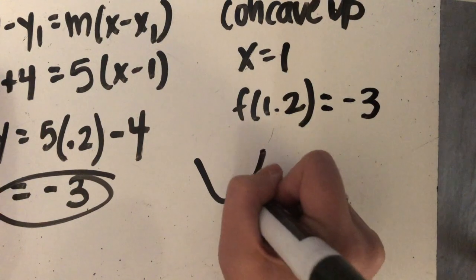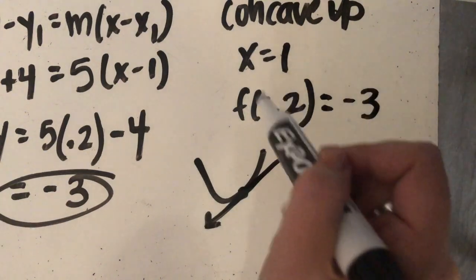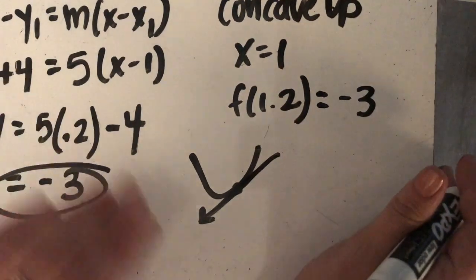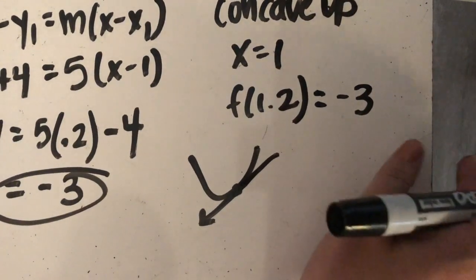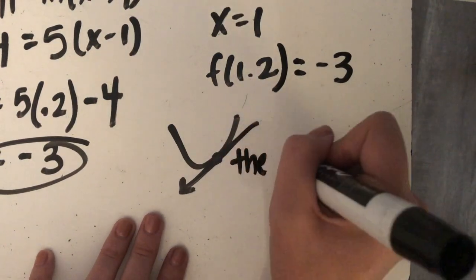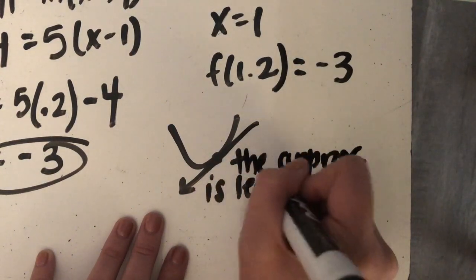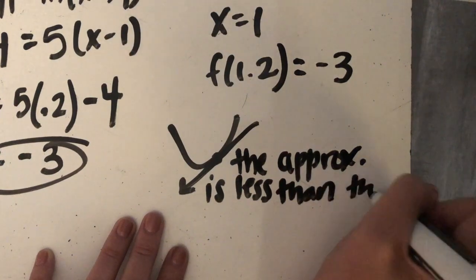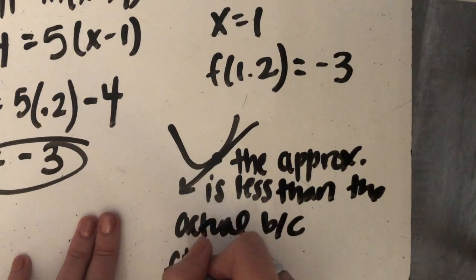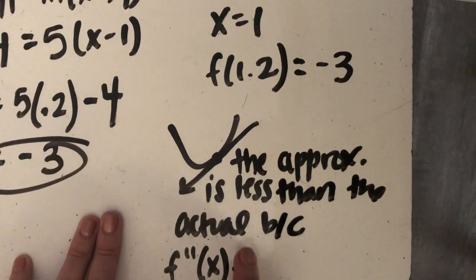I knew that this was concave up, so my tangent line must be below my curve. So then that means that this would be an underestimate, right? My curve is above, this is below, it's an underestimate. So it says, is this approximation greater than or less than the actual value? So it is less, the approximation is less than the actual because f double prime of x is greater than 0, concave up.